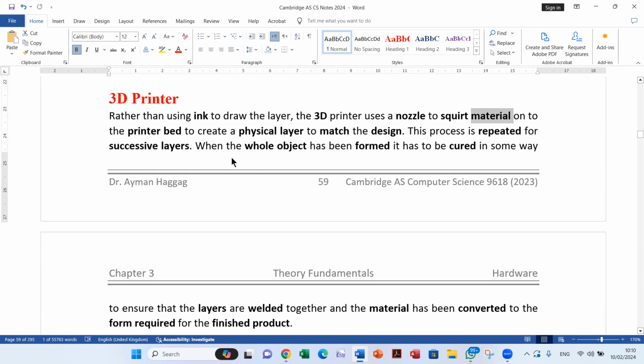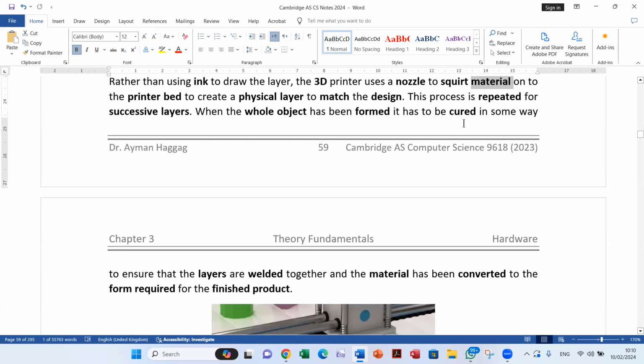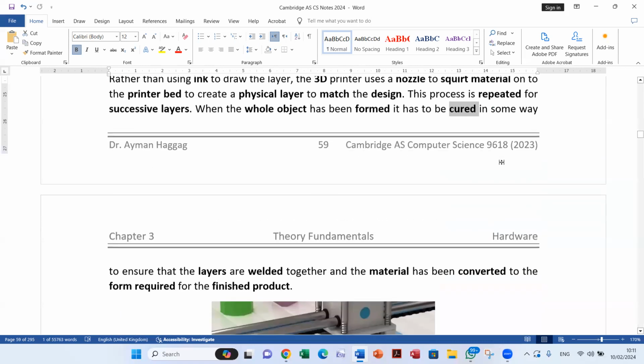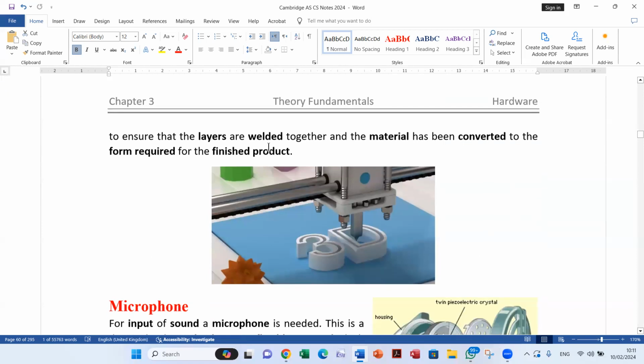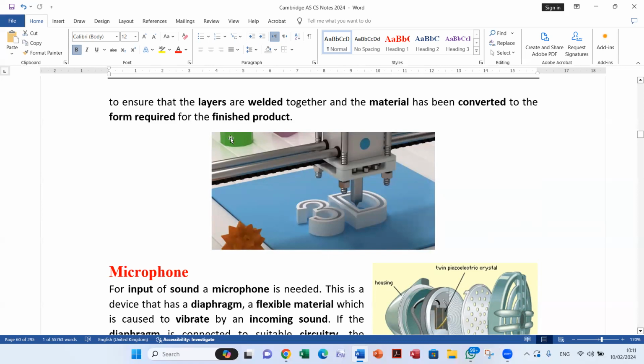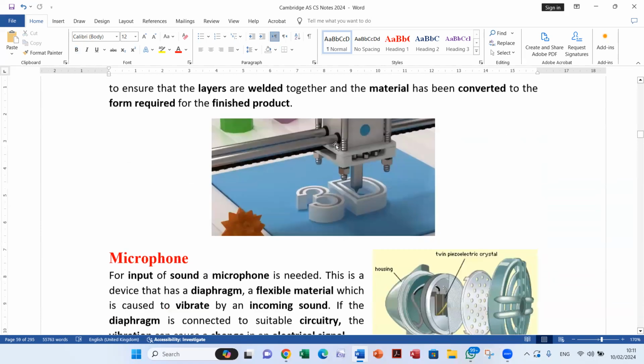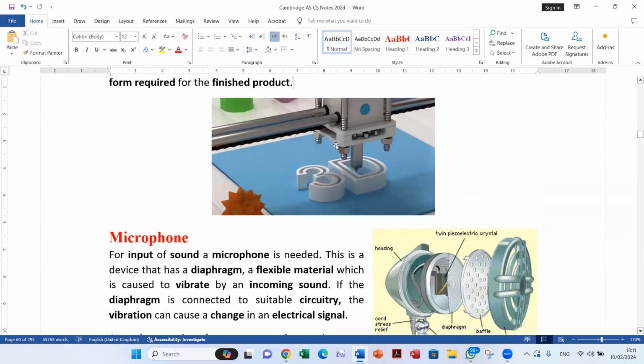The process is repeated. When the whole object has been formed, it has to be cured. The object has to go, for example, into an oven to warm it a little bit so it solidifies and becomes a totally finished product. This ensures layers are welded together and the material has been converted to the form required for the finished product. So what you can study from this is that the 3D printer creates a product, a physical device.